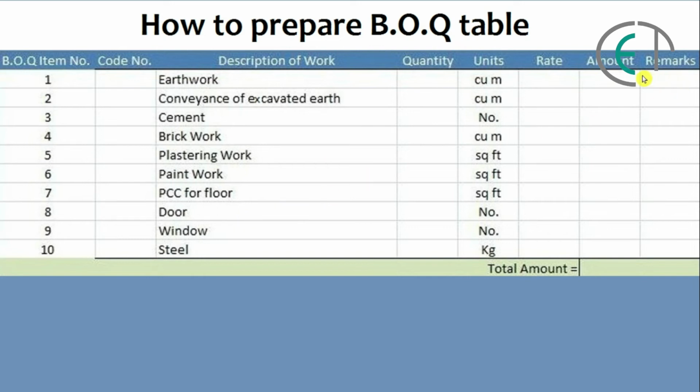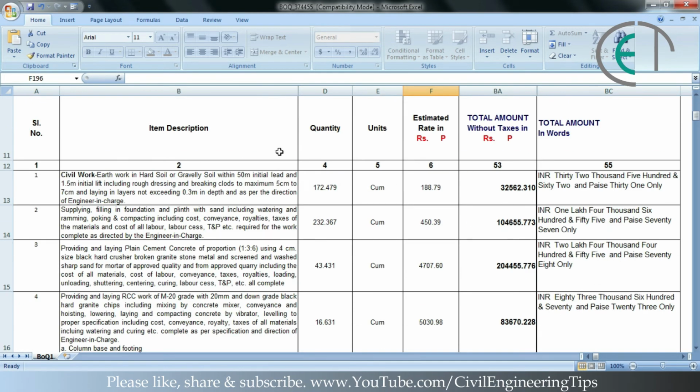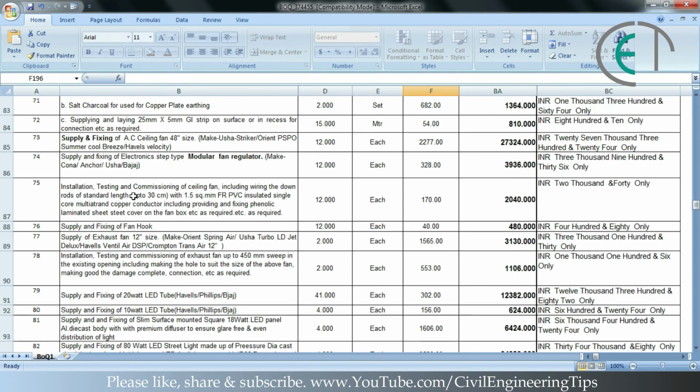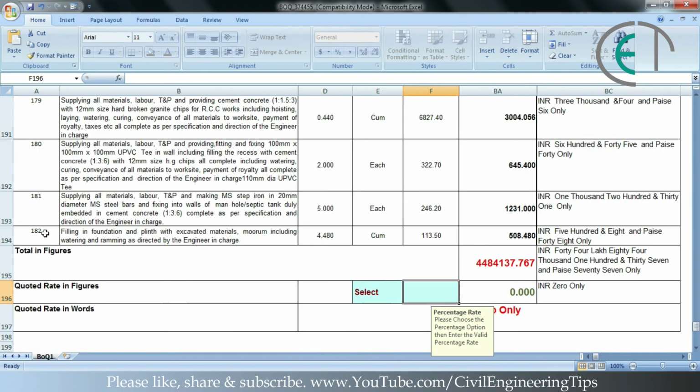When you are done with that, then you have to add all these amounts and you will get the total amount of your project. Here you can see the Excel sheet of a B.O.Q, and this is the B.O.Q table. The first column is for serial number, and here they have ignored the code number. The second column is for item description. You can see that there are a lot of items of work under that project, about 182 items. So this is a big project.